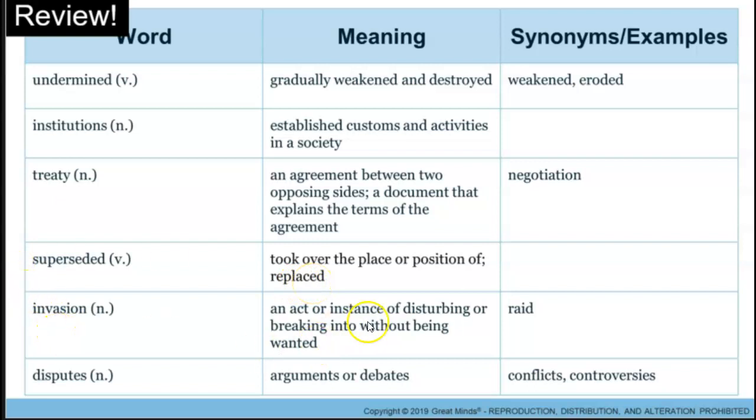Invasion. An act or instance of disturbing or breaking into without being wanted, or a raid. Disputes. Arguments or debates, so conflicts, controversies. So go ahead and pause this video now and add these to your Instinct journal.